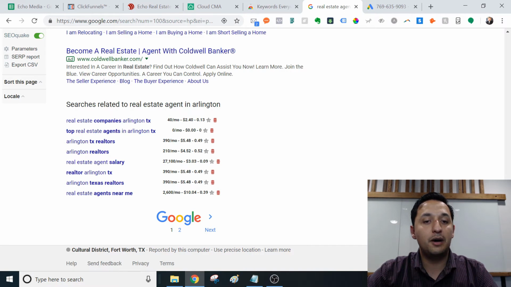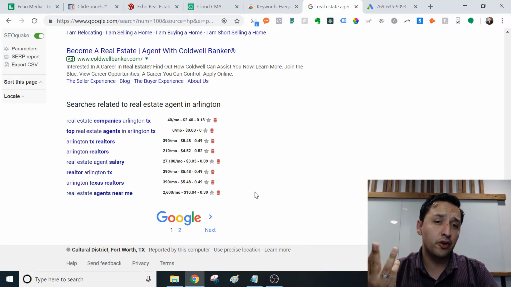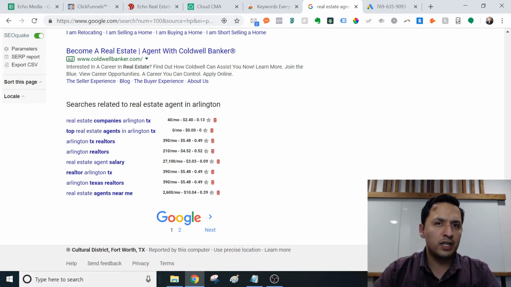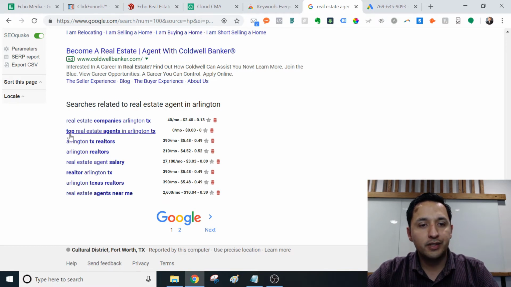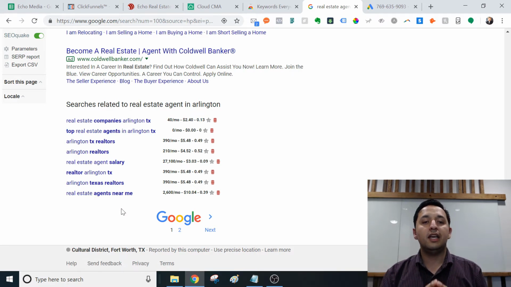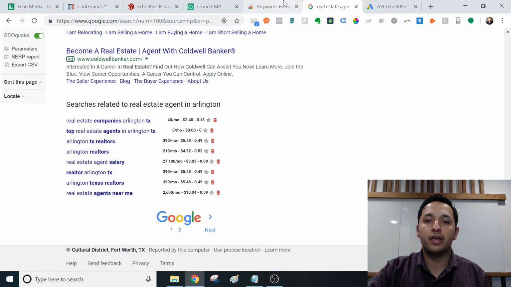Don't look at this right now, because that's our third way. This comes via a Chrome extension. It's free, but it requires a download and a key input, we'll get into that here in a bit. So you see top real estate agents in Arlington, Arlington Realtors, real estate agent salary, Realtor Arlington, Texas, Arlington, Texas Realtors, real estate agents near me. So you see different related searches, very similar to what you saw in the keyword planner.